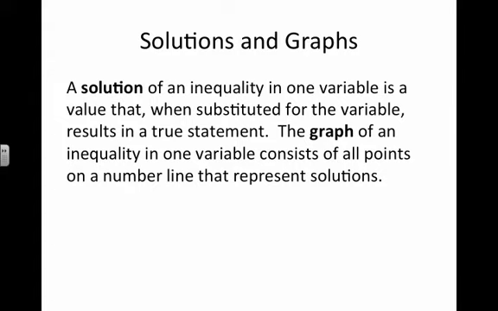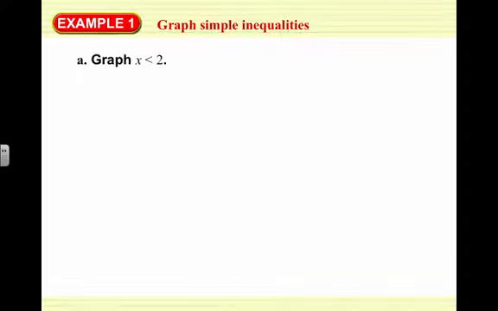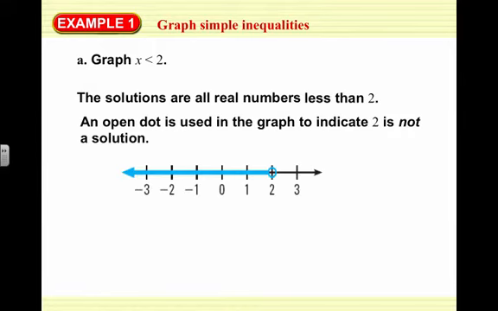A solution of an inequality in one variable is a value that, when substituted for the variable, results in a true statement. The graph of an inequality in one variable consists of all points on a number line that represent solutions. To graph x < 2, the solutions are all real numbers that are less than 2. 2 is not included, so we need to use an open dot on the number line at 2, because that indicates that 2 is not a solution.